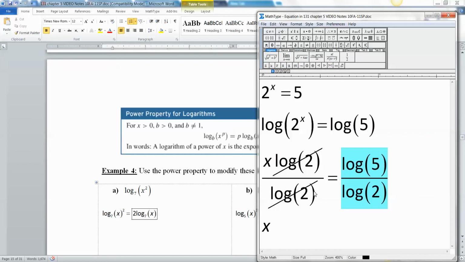And you just make a computer find this, or a calculator. I can't show it to you because I don't have a calculator right now, but it should be about 2.3219.